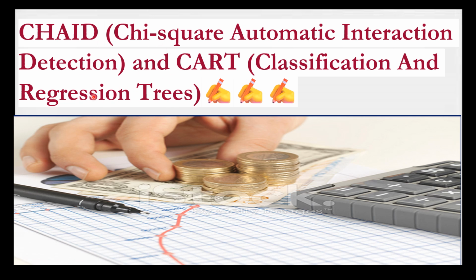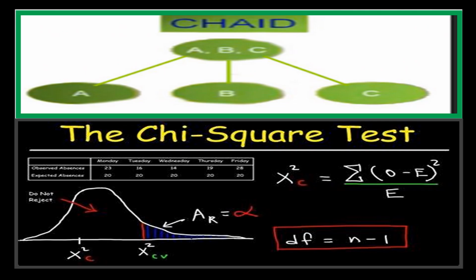So in this video, we will understand CHAID and CART to transform financial decision-making processes. So let's start with Chi-square Automatic Interaction Detection, or CHAID. Basically, CHAID is a type of machine learning algorithm widely implemented in finance to uncover hidden relations between large sets of categorical data.